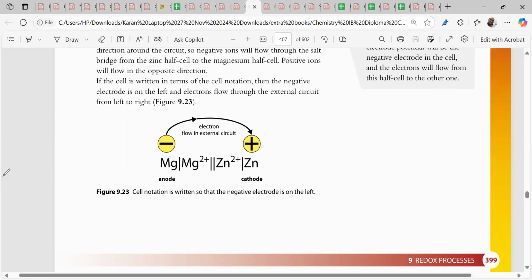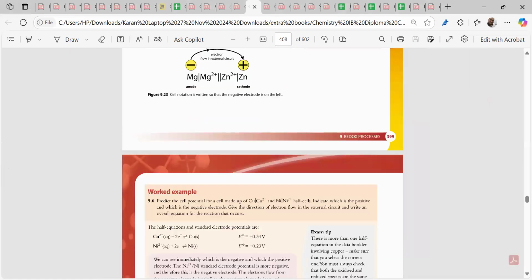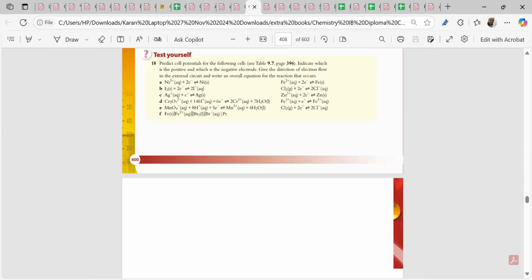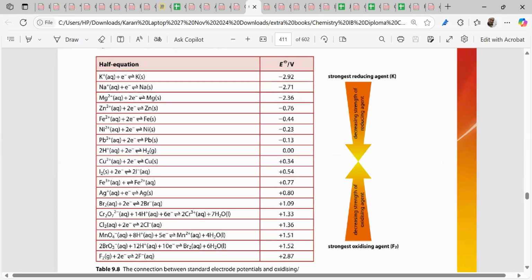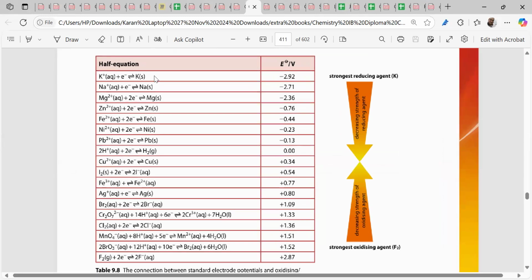Fine. Now, next question. If you see the electrochemical series, as we go from bottom to top, you're seeing the negative value increases. Can you see this? As we move from the bottom to the top, the negative value increases. Is it clear?